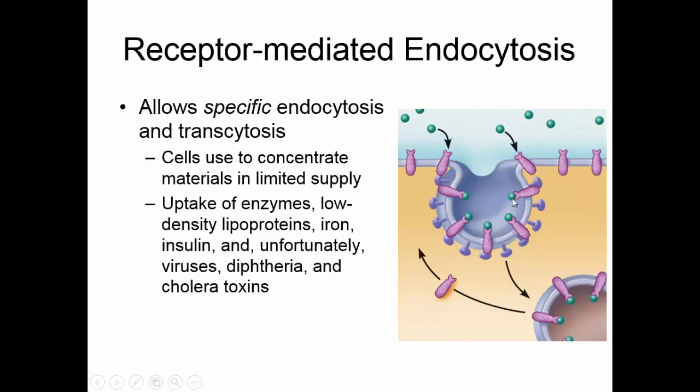We use receptor-mediated endocytosis to take enzymes in, low-density lipoproteins, iron, and insulin. Iron can be toxic to the cell, so having a certain number of receptors on the cell limits how much iron comes into a cell. Once all the receptors are full and inside the cell, they won't go back to the surface until they need more iron. Unfortunately, receptors can also let certain bacteria and viruses and toxins into the cell.